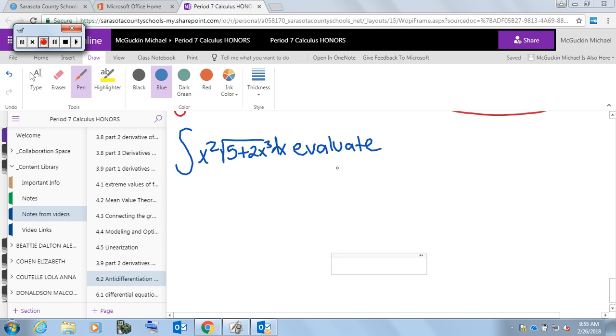Alright guys, so in this video we are continuing to look into evaluating integrals by u substitution. Alright, so let's take a look at this example right here. x squared times the root of 5 plus 2x cubed.